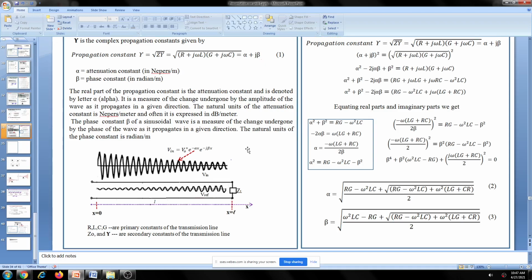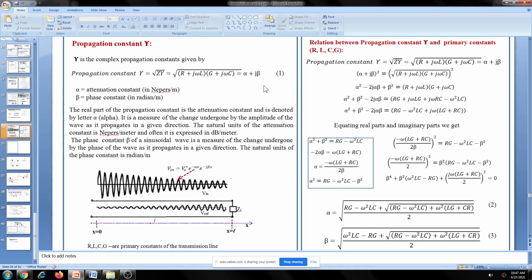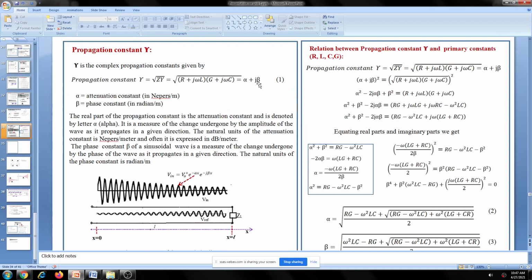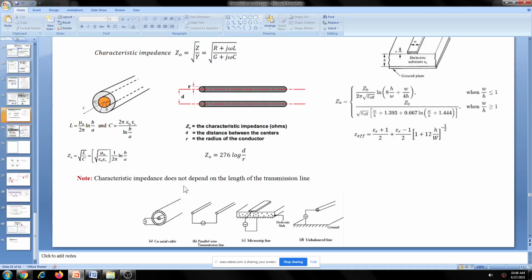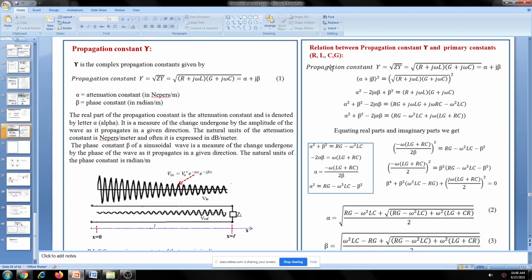So this is about alpha and beta of the propagation constant. Now this alpha and beta depend on the RLCG, the primary constants of the transmission line. As I said, alpha is per unit length, for example alpha equal to 2 dB per meter, 3 dB per meter. So that depends upon the primary constants of this transmission line, that is R, L, C, G. Alpha depends upon these values.